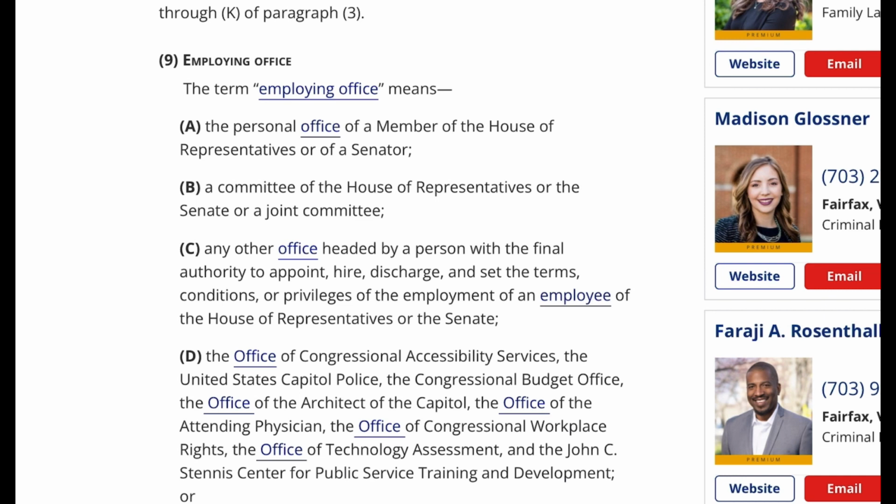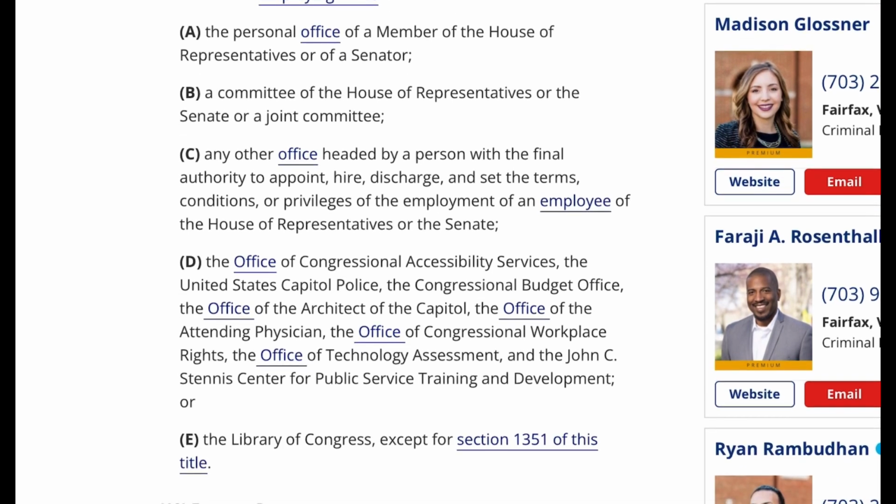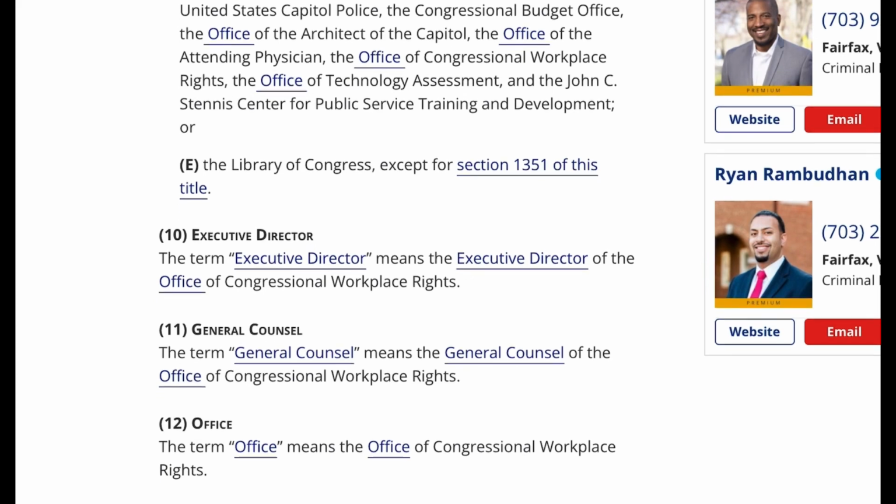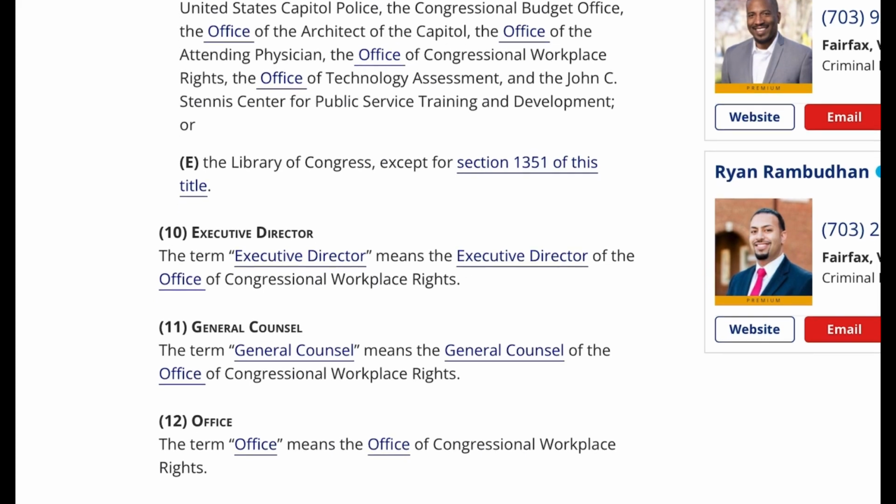any other office headed by a person with the final authority to appoint, hire, discharge, and set the terms, conditions, or privileges of the employment of an employee of the House of Representatives or the Senate, D. the Office of Congressional Accessibility Services, the United States Capitol Police, the Congressional Budget Office, the Office of the Architect of the Capitol, the Office of the Attending Physician, the Office of Congressional Workplace Rights, the Office of Technology Assessment, and the John C. Stennis Center for Public Service Training and Development, or E. the Library of Congress, except for Section 1351 of this title.